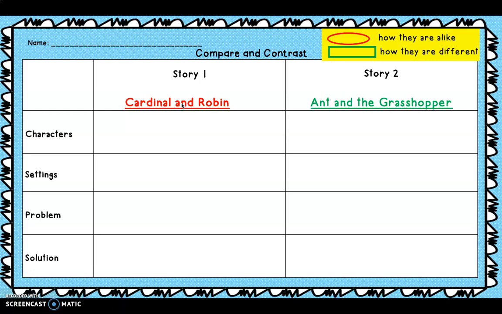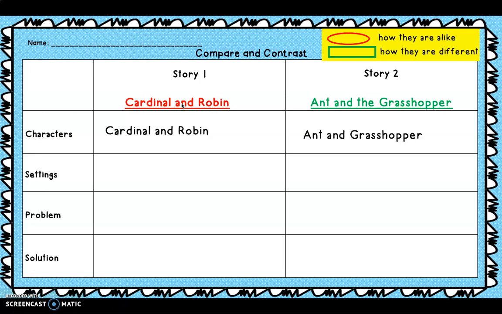Now we're ready to talk about the characters. Let's see if you're right. Hope you said the cardinal and the robin. That was pretty easy, right? That's right. Those were the characters in story 1. What about in story 2? Of course, the ant and the grasshopper. That also was easy. Now, when we think about our setting, remember, we think about where the story took place.